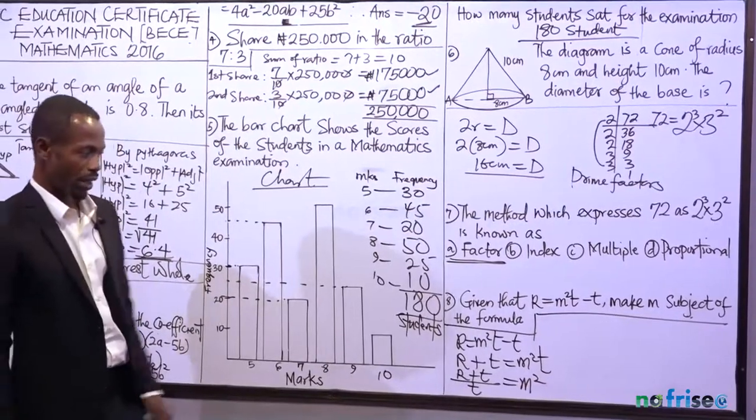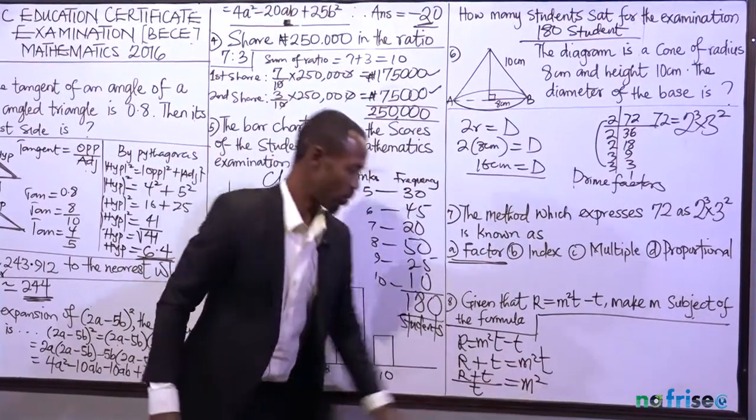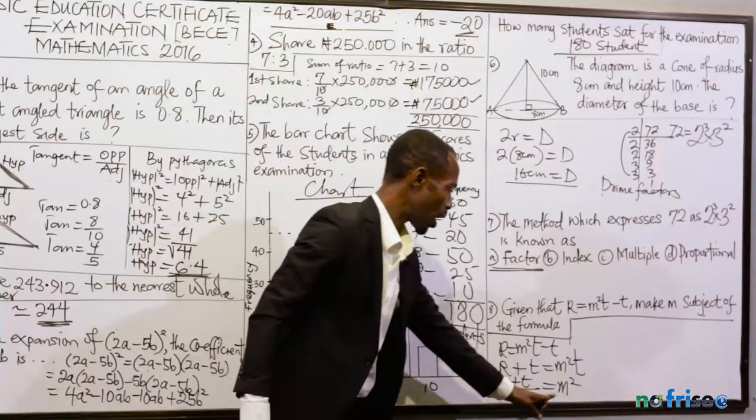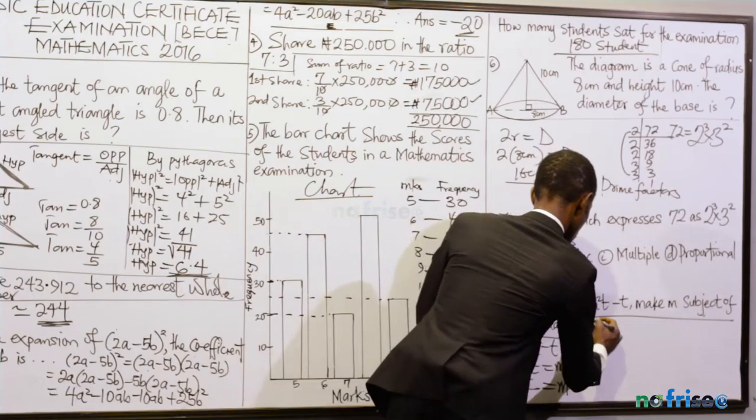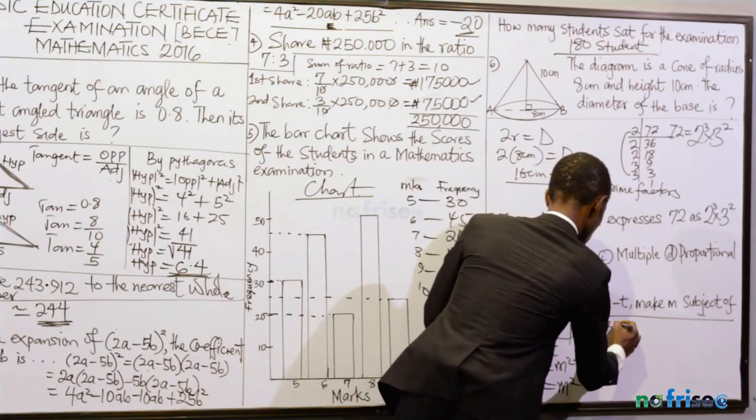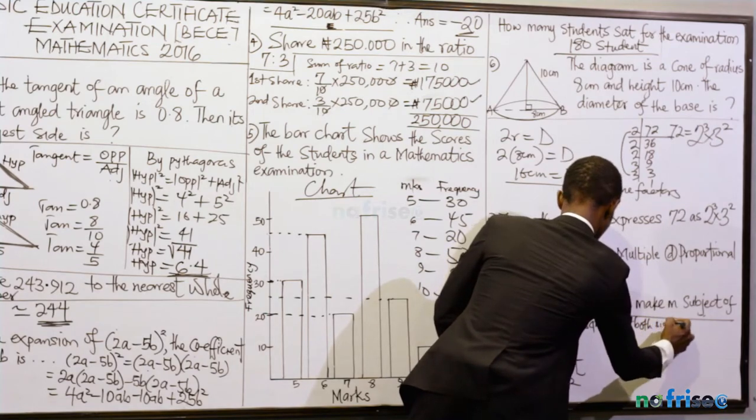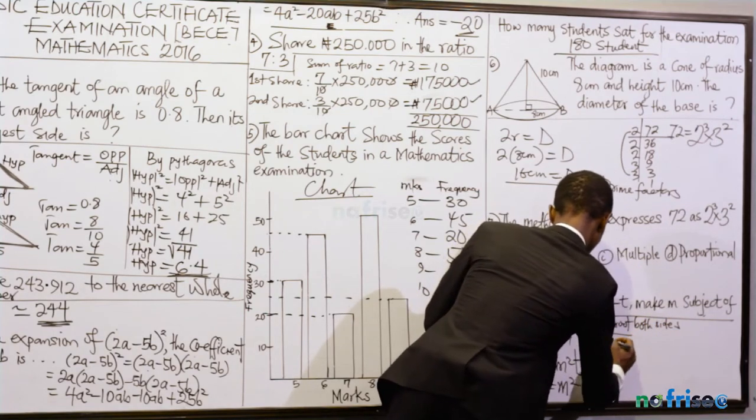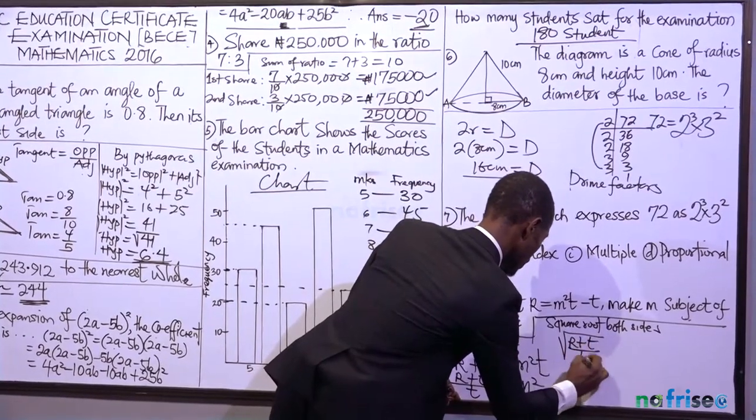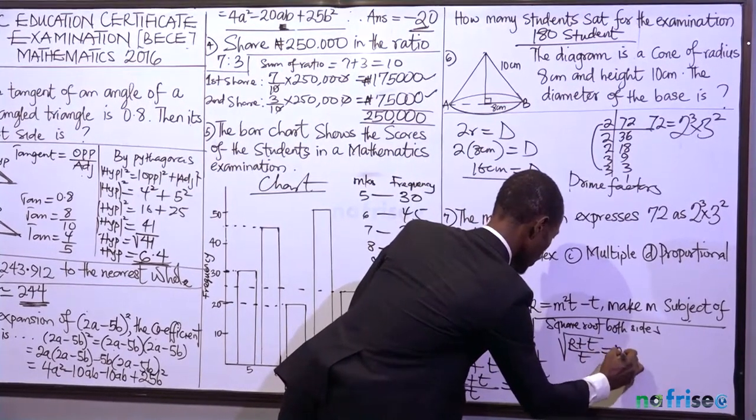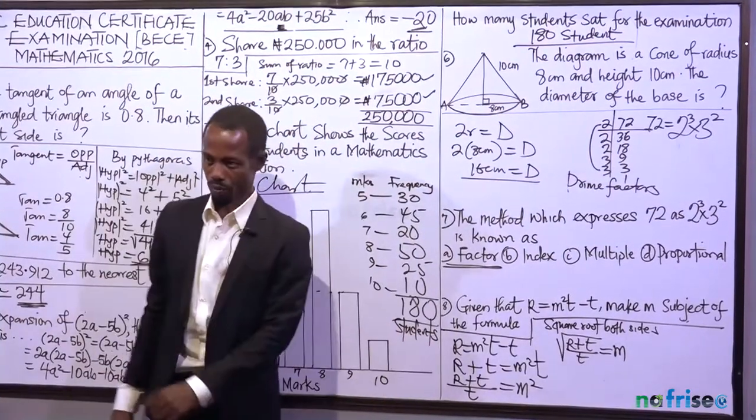Are we there? I divided both sides by T so that this T can get away from beside the M. Now, whenever you have M squared equals this, you square root both sides. You're going to do that. This will give us the square root of R plus T over T equals M, in that order. So this is the option.